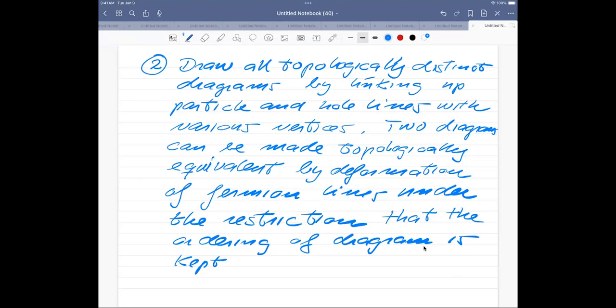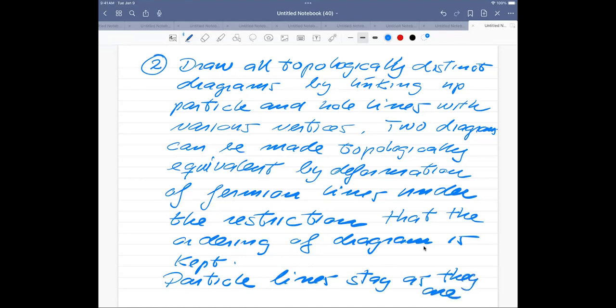So the ordering of diagrams is kept, and the other thing is that particle lines should stay particle lines, so we cannot change a state above the Fermi level to one below. Particle lines stay as they are. This applies the same to hole lines. And then the ordering at the final time and at the initial time, when we're looking at this physical process in terms of a diagram or a set of repeated interactions, that is not changed.